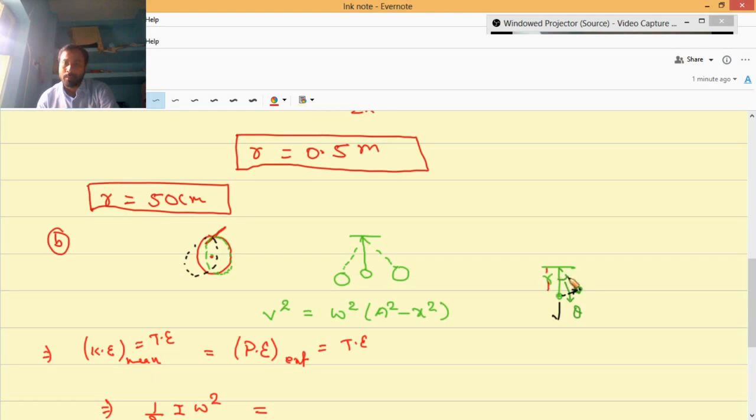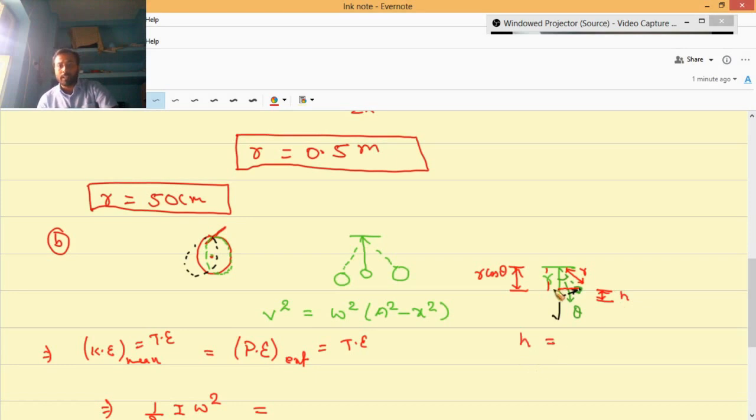So now we will be evaluating the value of potential energy here. See, this length is R, and this is also R, and this angle is theta. So this length will be exactly equal to R cos theta. When this particle was at the mean position, its potential energy was 0. But when it reached this particular location, it has gone through a height, let us consider this height as h.